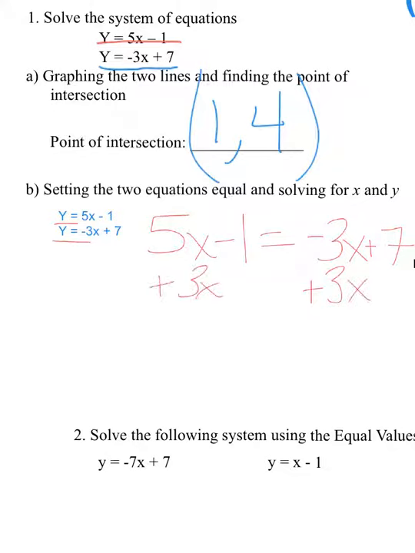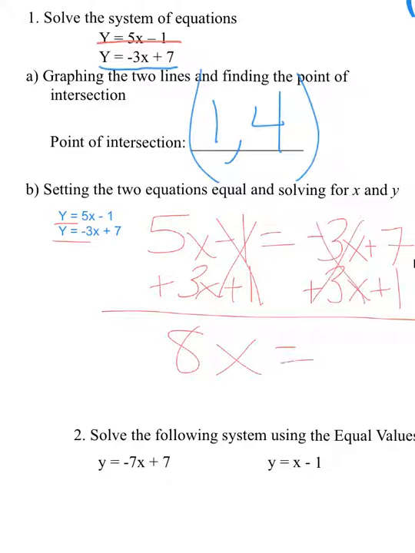If I get all my x's to the left side of the equation, I'm going to get all my numbers to the right side, so I'm going to add 1, which gives me a total of 8x on the left side. -1, +1 cancels. The 3x and the -3x cancel, leaving me with just 8. To get x by itself, this is multiplied by 8, so we're going to divide by 8 on both sides. And 8 divided by 8 equals 1, therefore x equals 1.